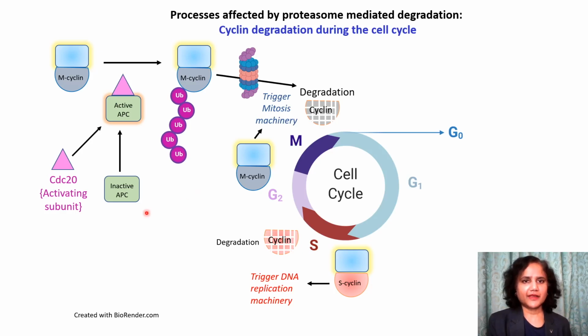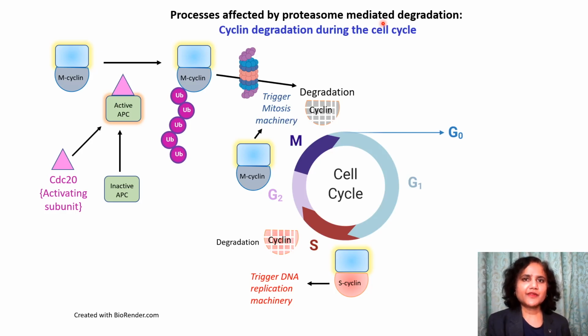So at the right time, which is monitored by a mitotic checkpoint, the activating subunit CDC20 becomes available, and it can associate with an E3 known as APC. APC stands for anaphase promoting complex. CDC20 can bind only a phosphorylated state of APC, and this activates APC, and APC can now go and target its substrates. It can ubiquitinate its various substrates.